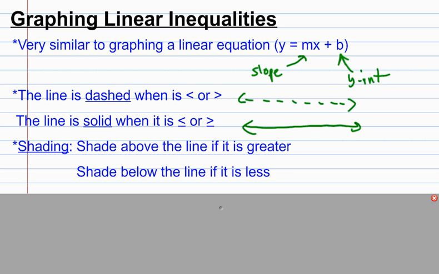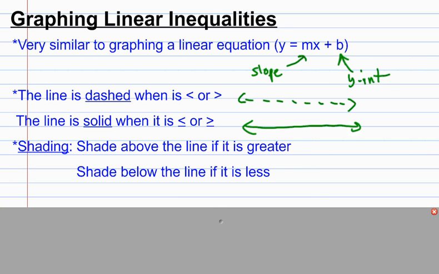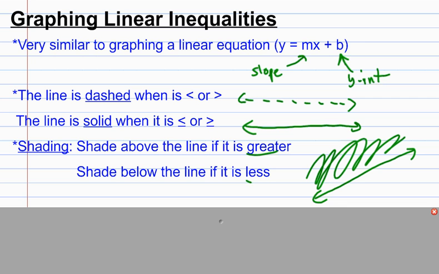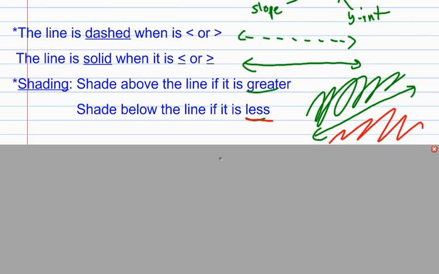And last thing, shading. When you graph this line, you also have to shade a part of it. So let's say this is our line. If it is greater than or greater than or equal to, we'd shade up on top of it. If it was less than or less than or equal to, we'd be shading on the bottom of it. You're always only shading one part though. That means all the ordered pairs that would work for this inequality, if it was greater than, would be above it, and vice versa. So let's show an example of that.